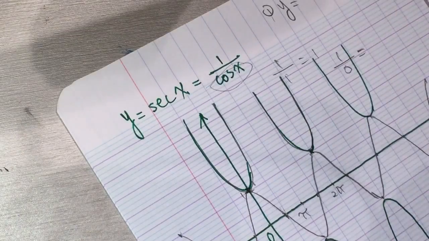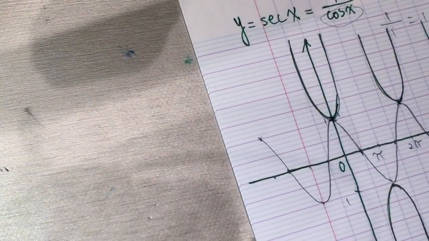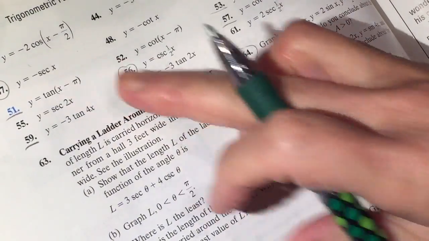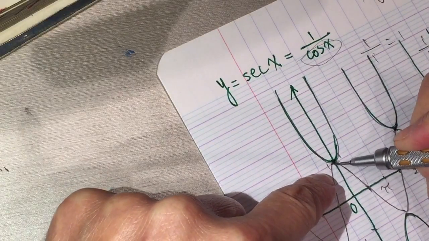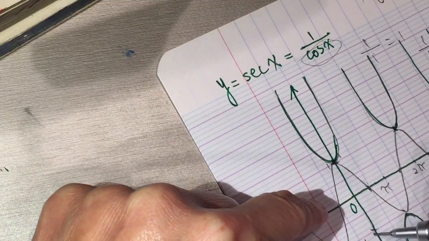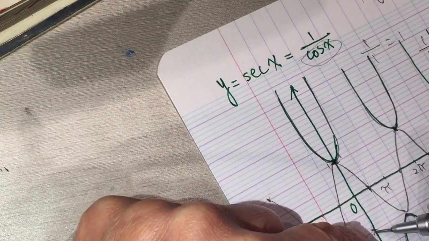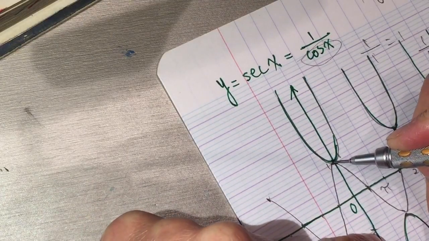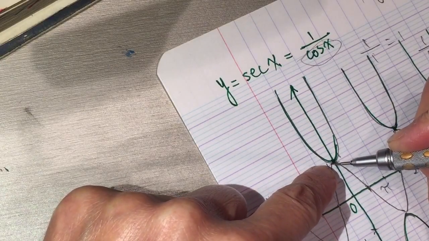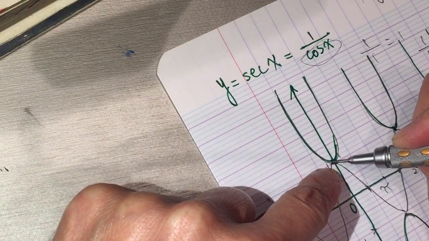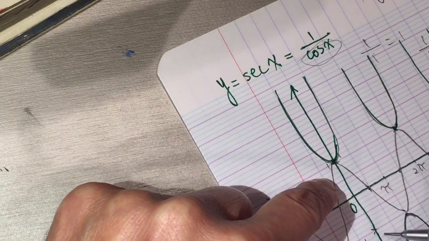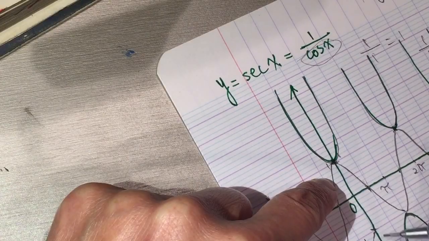And if here we have a question, y equal negative secant x. What do we do? We flip it over. The negative is -1. When the y value is +1, you need to put it on the -1.